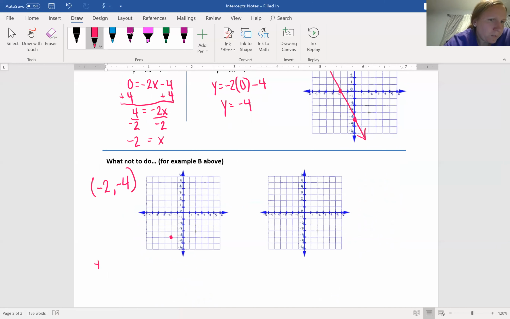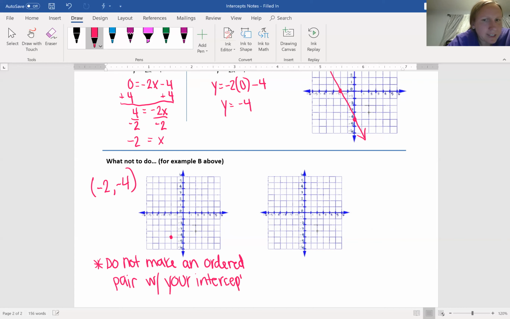Okay, so the first example of what not to do is do not make an ordered pair with your intercepts. Okay, you're graphing a line, you're not graphing an ordered pair. Okay, the intercepts are where it hits the x and y axis. Okay, so do not make an ordered pair. That's bad.